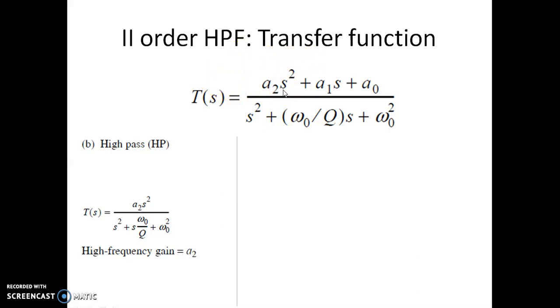This is our general transfer function. You can see this general transfer function has reduced to this particular transfer function for a high pass filter. The denominator remains the same as that of the general transfer function. In the numerator, we don't have the coefficients of s and s power 0. We have only the coefficient of s square, that is a2 into s square, as the only numerator term, indicating that we have two repeating poles at the origin, and of course we have the zeros located on the left hand side of the S plane, which are complex in nature.